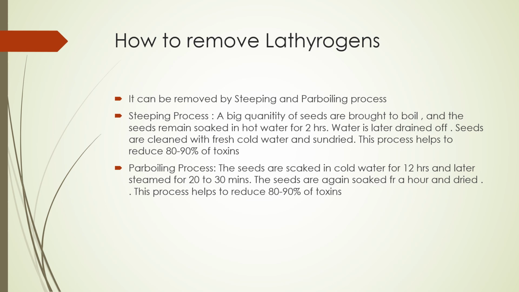Okay, so this process may already have been done before the dal reaches you, or you can also do it at home, like how it's mentioned. Parboiling process. The seeds are soaked in cold water for 12 hours and later steamed for 20 to 30 minutes. The seeds are again soaked for an hour and dried. This process helps to reduce 80 to 90% of toxins. You can do both these processes at home, so that is why soaking pulses is always a good idea.